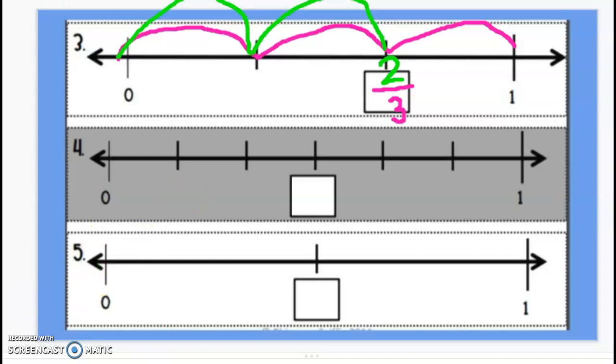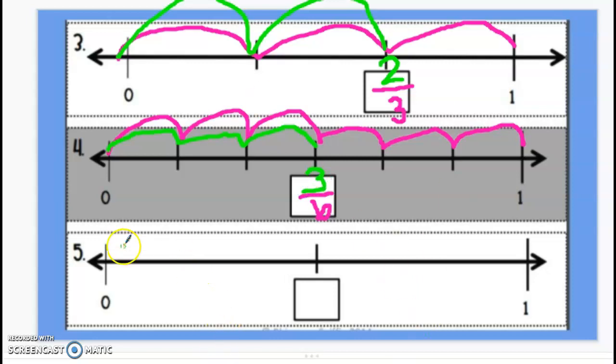All right? So I'm going to do my next one. What do I need to do first? We need to count our spaces to figure out our denominator. 1, 2, 3, 4, 5, 6. Okay, now what do I need to do? Yes, I need to count the spaces to where the box is. So that's 1, 2, 3. So my numerator is 3.